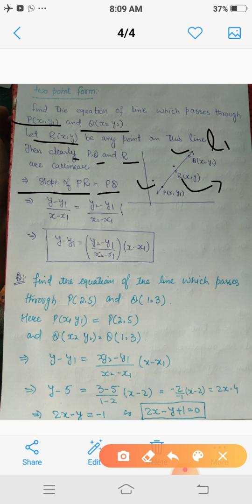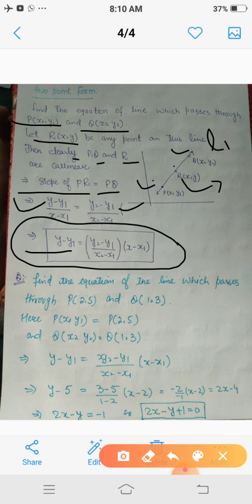Now using the slope of the line through two points, where the coordinates of R are x y and the coordinates of P are x1 y1, the slope of PR is y minus y1 upon x minus x1. Similarly, the coordinates of P and Q are x1 y1 and x2 y2, so the slope of PQ equals y2 minus y1 upon x2 minus x1. By cross multiplication we simply get y minus y1 equals y2 minus y1 upon x2 minus x1 into x minus x1. So this is the required equation of a straight line which passes through two given fixed points.